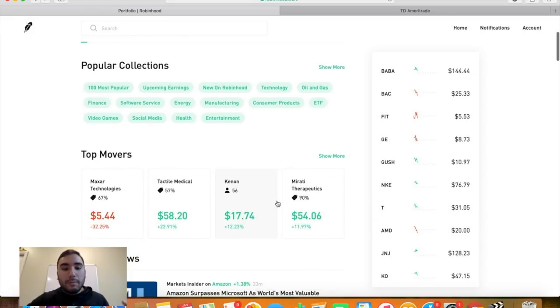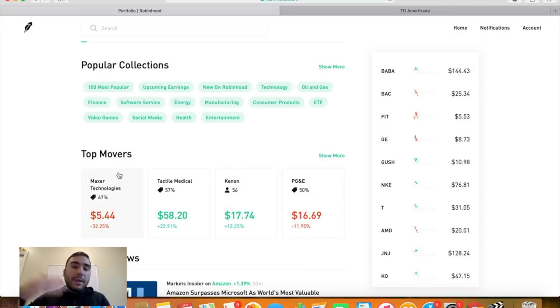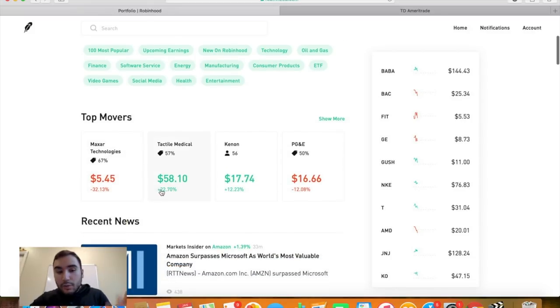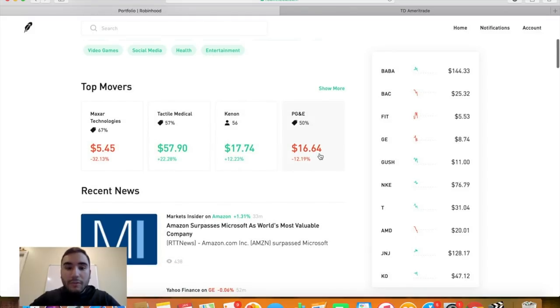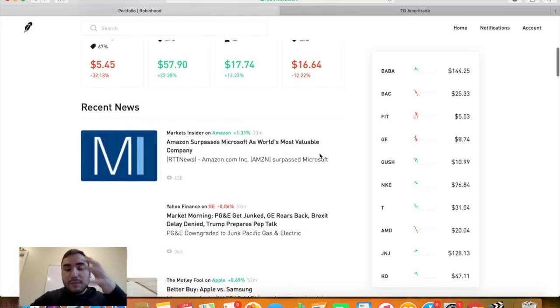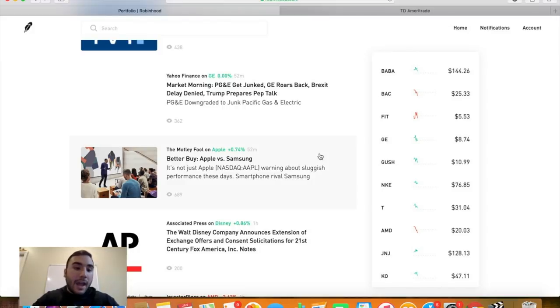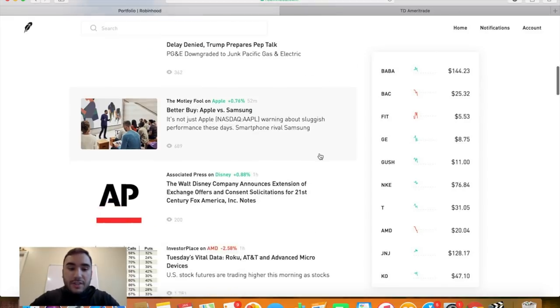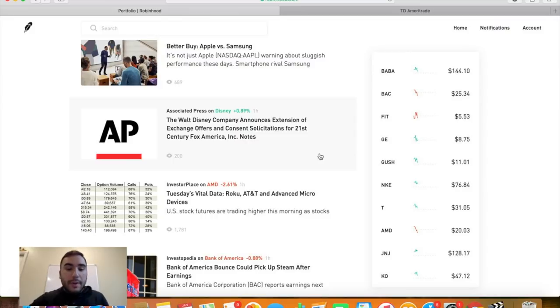If we scroll down a little bit more on this user interface, there's a tab called top movers. It shows some big moves that are going on in the stock market. We can see this one's down 32%, this one's up 22%, up 12%, down 12%. It just tracks some really big moves that are going on. Under that, we see recent news pertaining to your stocks and to the overall stock market. This is a very useful tab if you like to keep an eye on what is going on in the market and in the economy. This really helps you understand financial conditions, how your stocks are doing, and earnings reports based on your stocks.